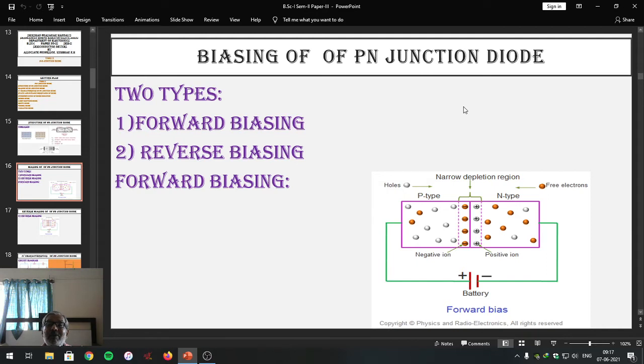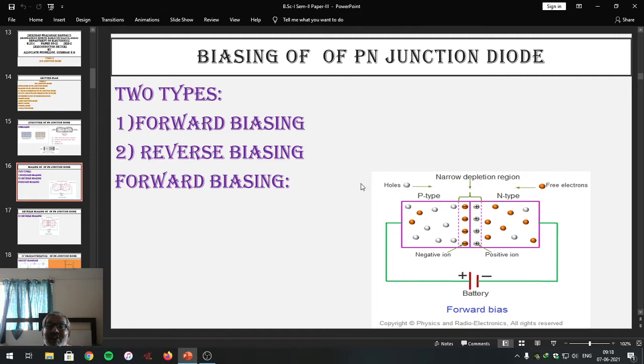Friends, just forming the PN junction, having the two terminals to that, anode and cathode, doesn't make it work. It is simply a physical structure of PN junction diode. It doesn't allow the charge carriers to conduct because of the barrier potential, because of the depletion layer.